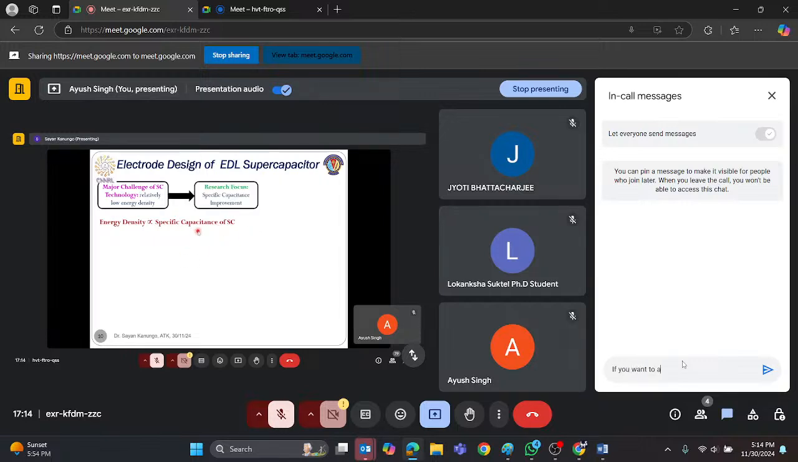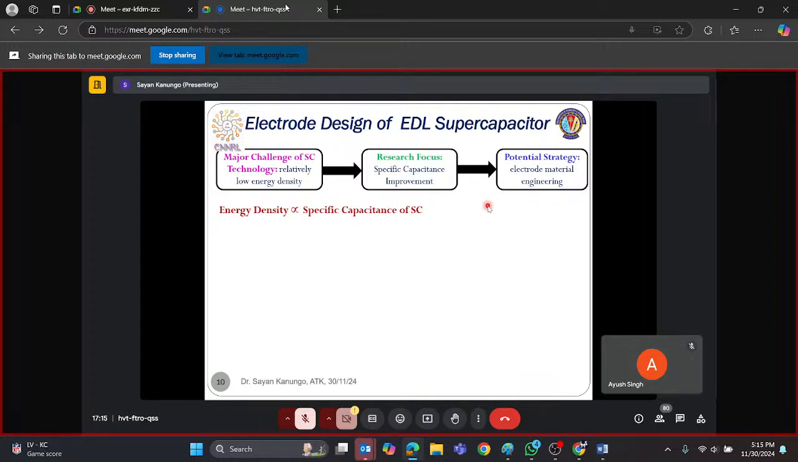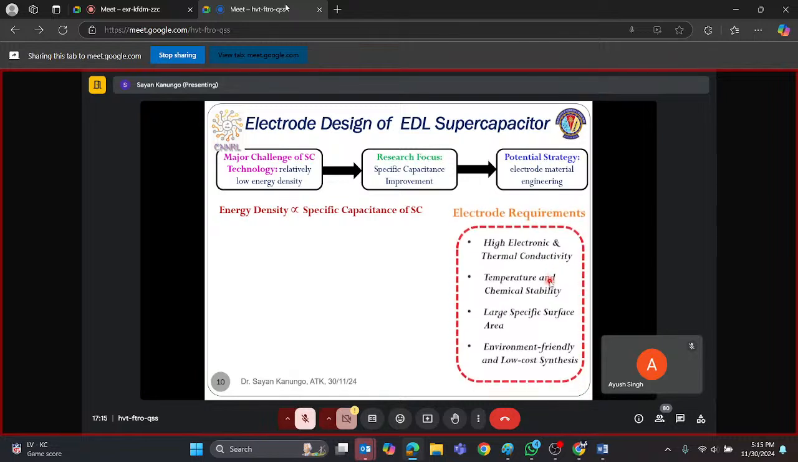So recently, a lot of effort has been observed where specific capacitance improvement was one of the major focuses of supercapacitor research. In this context, one of the most promising strategies for improving the specific capacitance of the ideal supercapacitor is to engineer the electrode material of the supercapacitor. Before going into this engineering aspect, let us briefly summarize the most desirable properties of an electrode material in a supercapacitor.